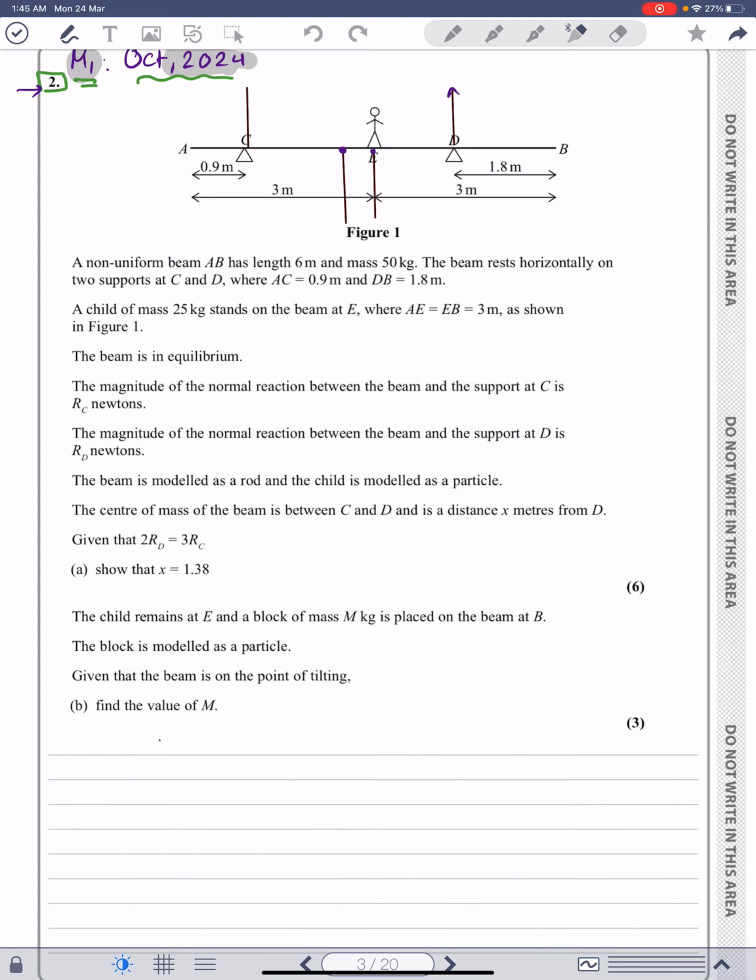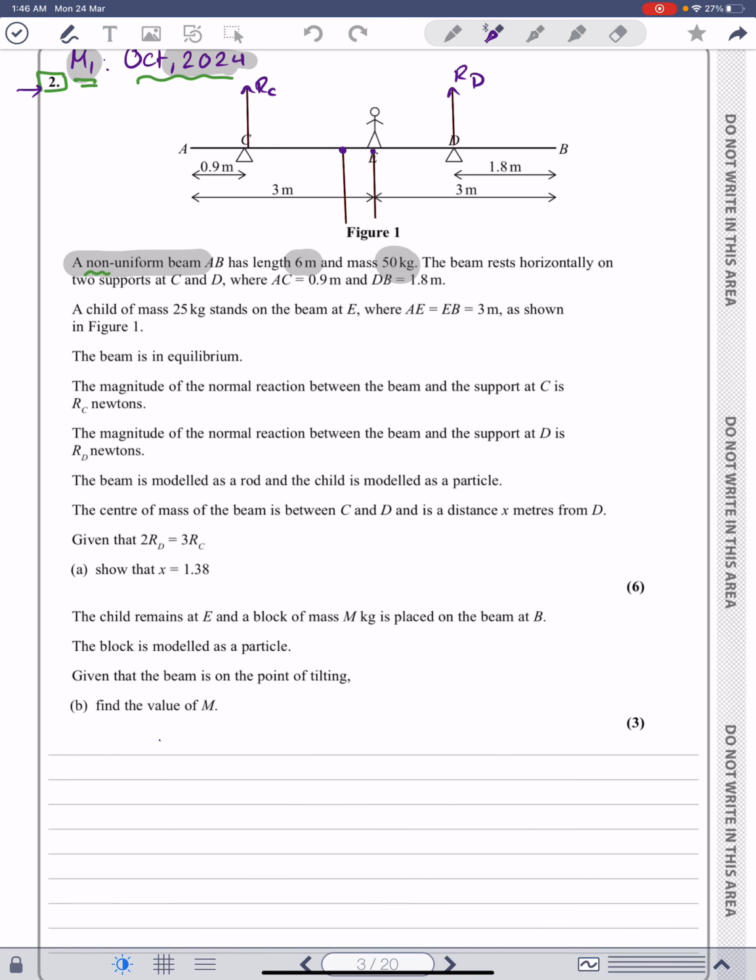Let's crystallize question 2. A non-uniform beam. Non-uniform means the center of mass is not in the middle of the beam. AB of length 6 meters as shown and mass 50 kilograms. The beam rests horizontally on two supports, C and D. So directly we have reactions.